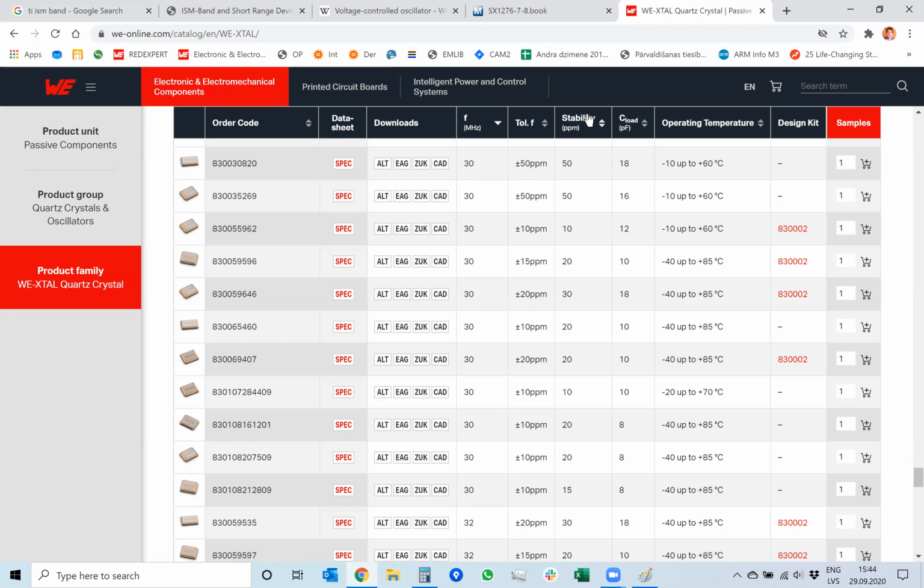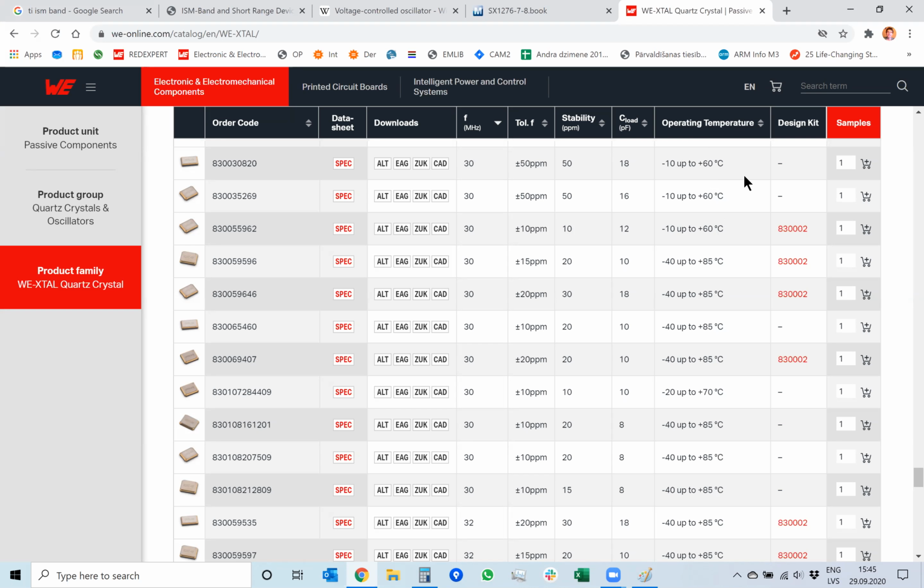And the second is stability. This is the temperature stability. Again, one piece deviates a lot based on temperature, and another part deviates only a little bit. So this is 50 ppm and this is 10 ppm. So a more precise part will be more expensive. And you can also see the operating temperature.